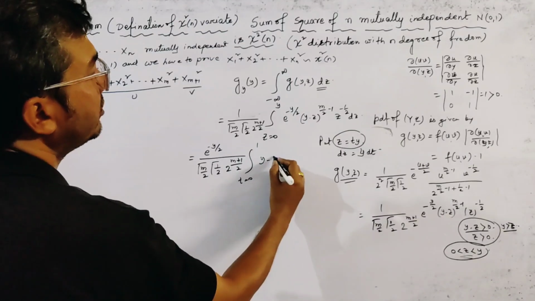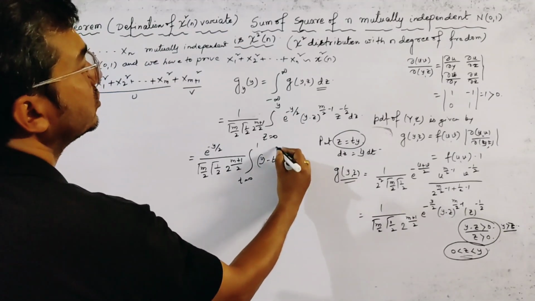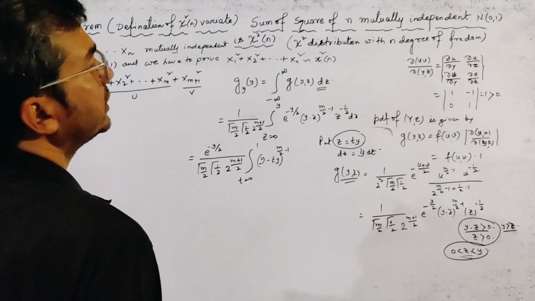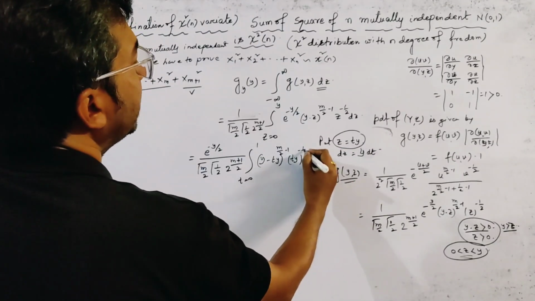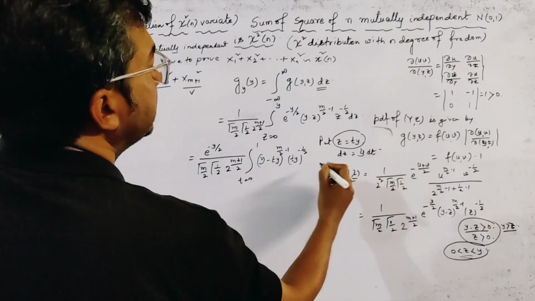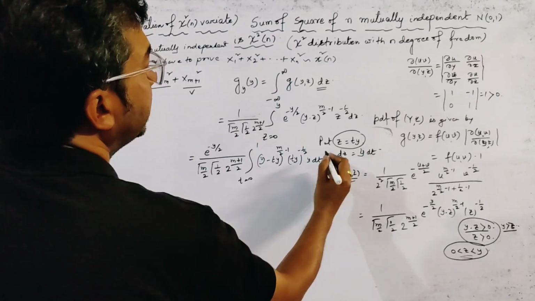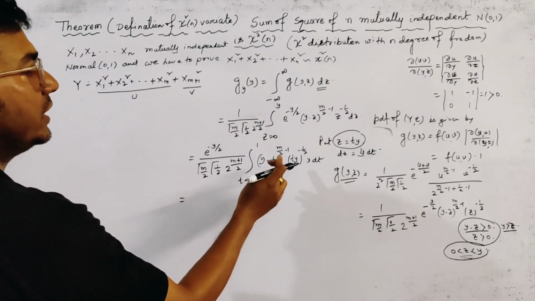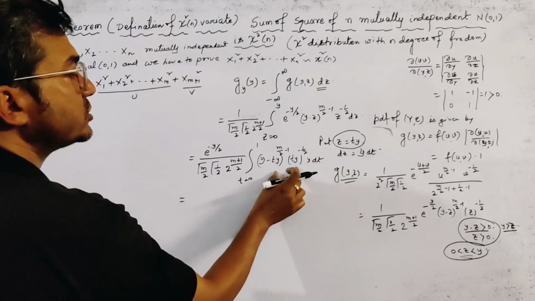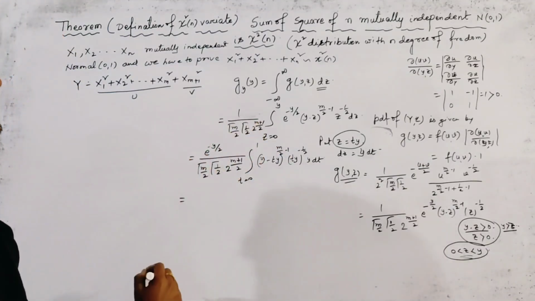So we write y minus ty to the power m by 2 minus 1 into z. Z means ty to the power minus half, and dz means y dt. Okay, now also we write all the terms of y outside the integration.